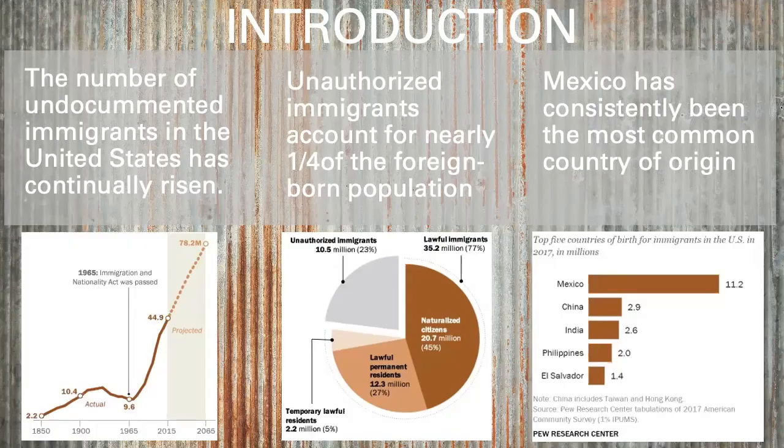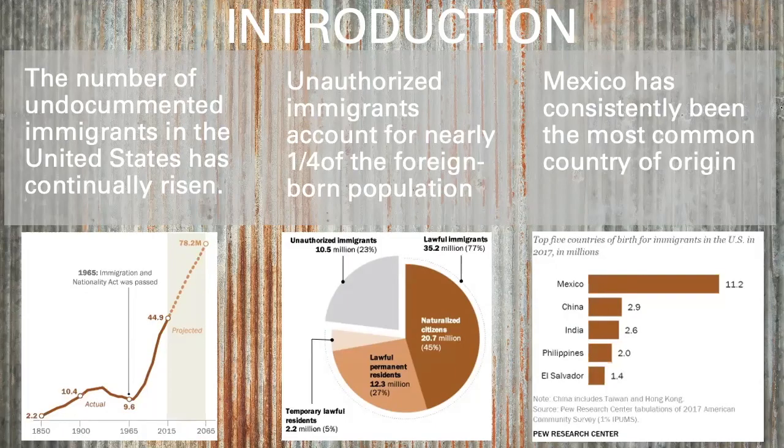The second point I found interesting was that in 2017, unauthorized immigrants accounted for nearly a quarter of the foreign-born population. And then the third point is that Mexico has consistently been the most common country of origin, accounting for 11.2 million of all immigrants in the United States.